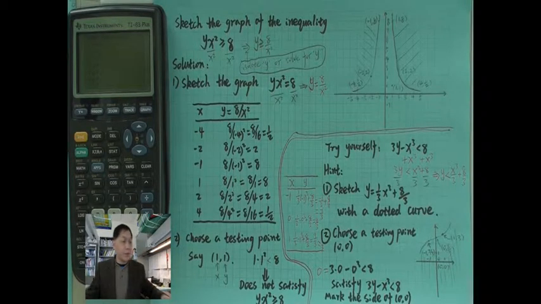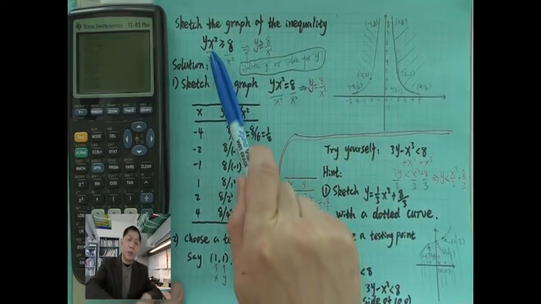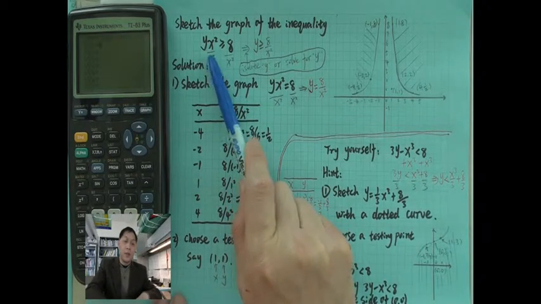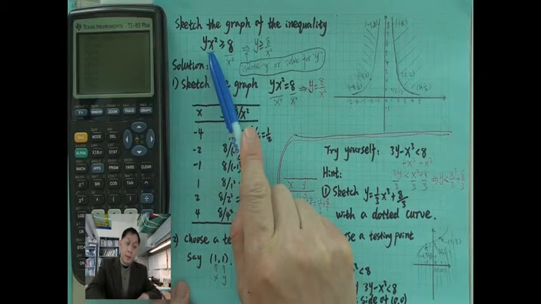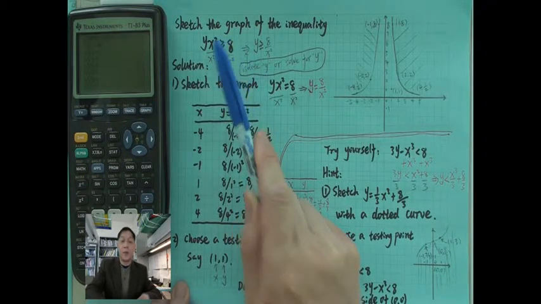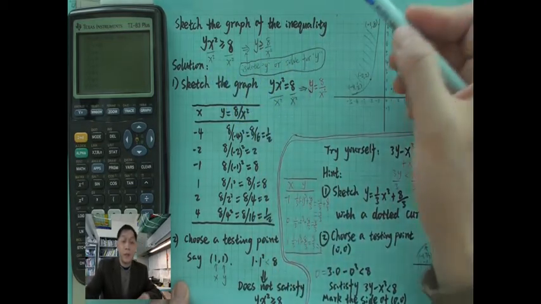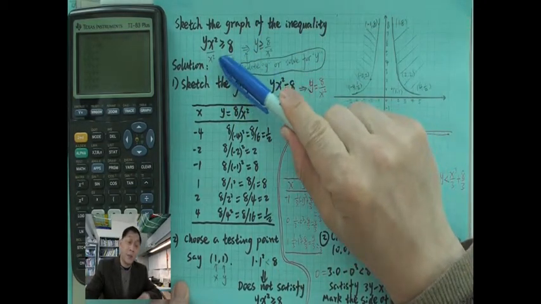In this lecture, we will sketch the graph of an inequality like this: y times x squared greater than 8. This one looks very complicated, and it looks like we never saw that before.